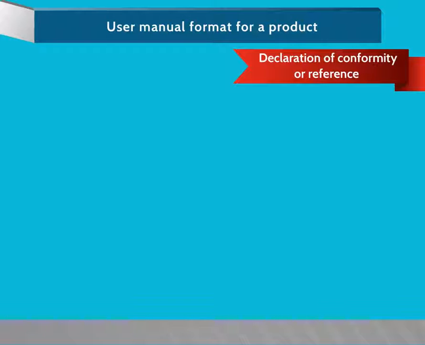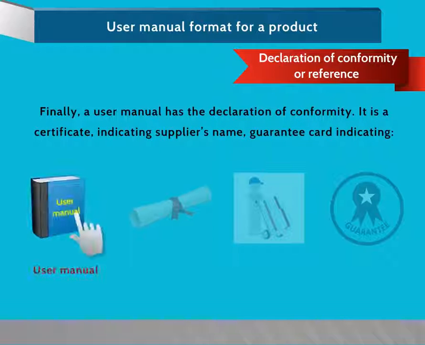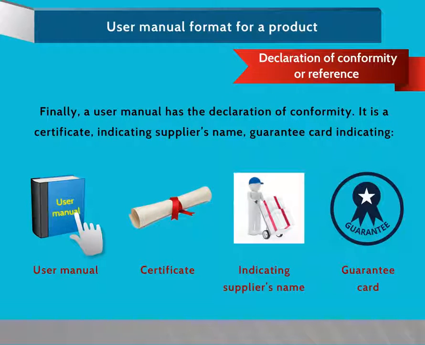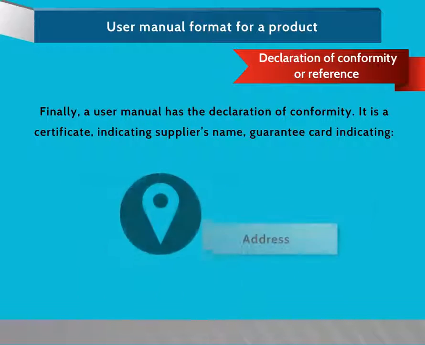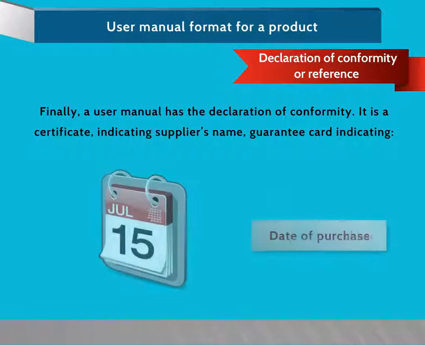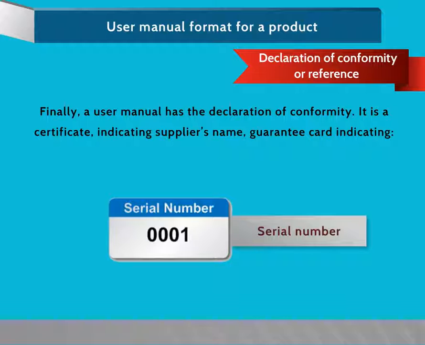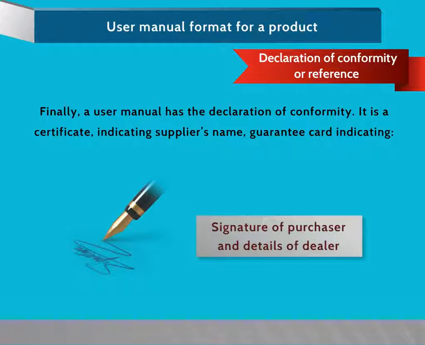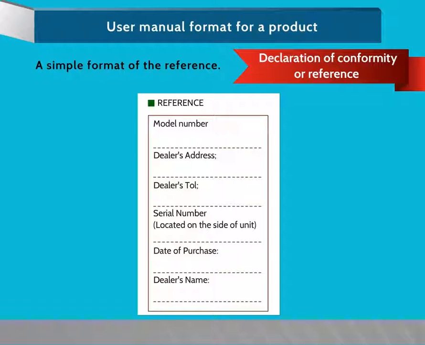A declaration of conformity or reference. Finally, a user manual has the declaration of conformity. It is a certificate indicating the supplier's name, and a guarantee card indicating name, address, date of purchase, serial number, signature of purchaser and details of a dealer. A simple format of the reference.